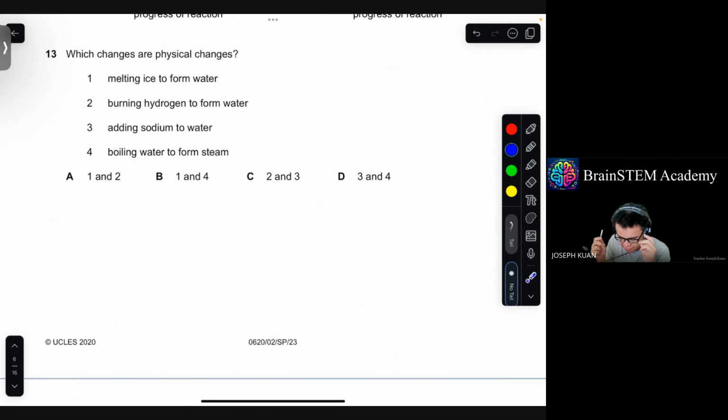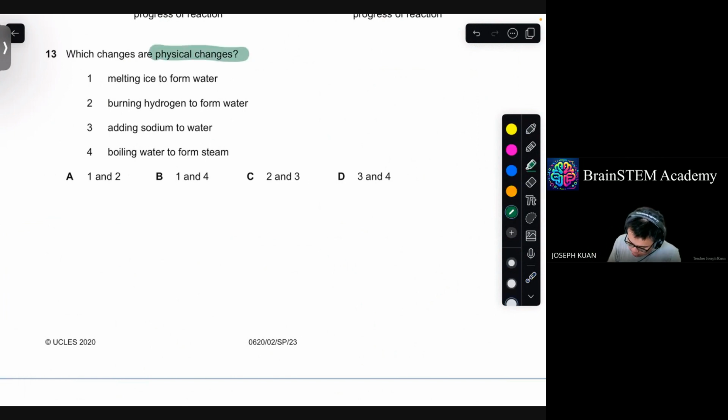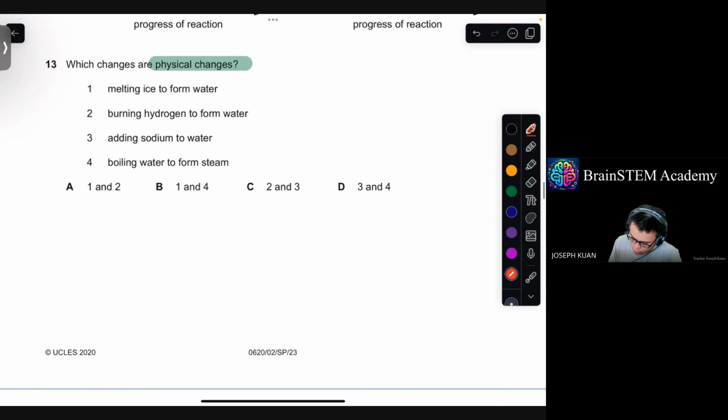13. Which changes are physical changes? Physical changes refer to changes that only change states, for example, solid to liquid to gas, right? And there is no change in the formula of the chemical substance. So the formula shouldn't change. So let's see. 1, melting of ice to form water. Absolutely, that is, in fact, a physical change.